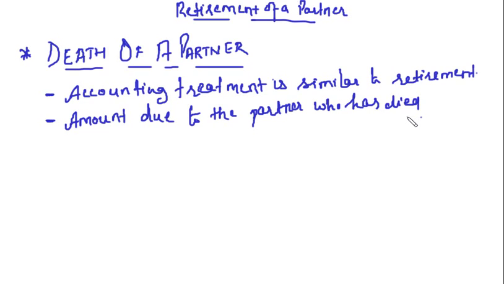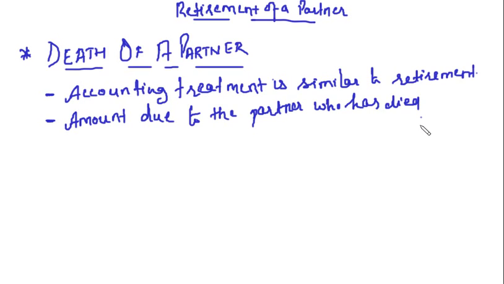This is exactly the same as we have done in the calculation of the amount payable to the retiring partner. Remember, in case of retirement, first of all we calculate the amount payable to the retiring partner. How do we calculate that? We prepare the partner's capital account, and whatever is the balance of the partner's capital account, we transfer to the retiring partner's loan account, or we pay him off. So the balance of the capital account reflects the amount payable to the retiring partner.